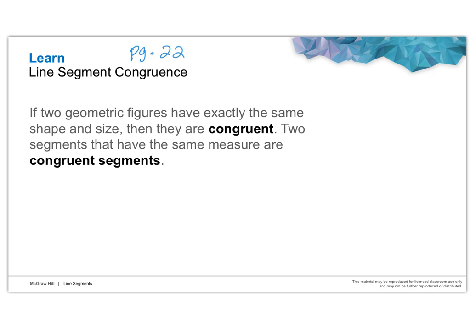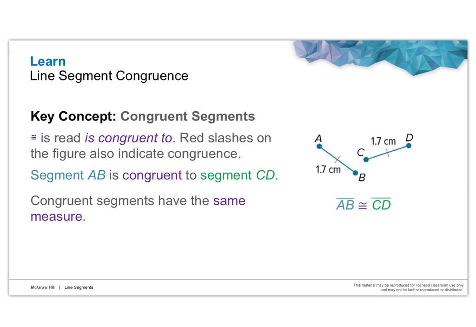So it says two segments that have the same measure are congruent segments. And here's our diagram and a visualization of this idea of congruent segments. Notice the symbol that we have here. I told you about geometry being heavy on both vocabulary and symbols. We have this new symbol right here. It looks like an equal sign with a squiggle over the top, and that's exactly how you would write it. But when you see it, you're going to read it as "is congruent to."